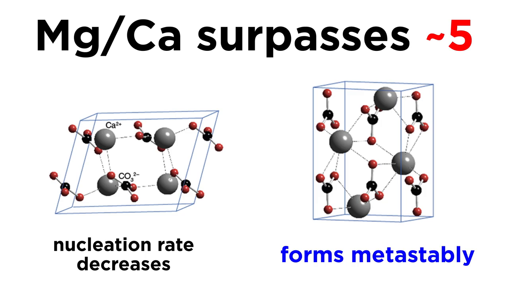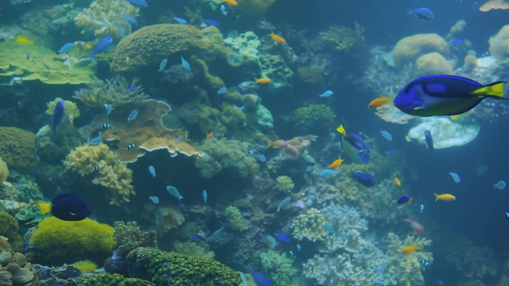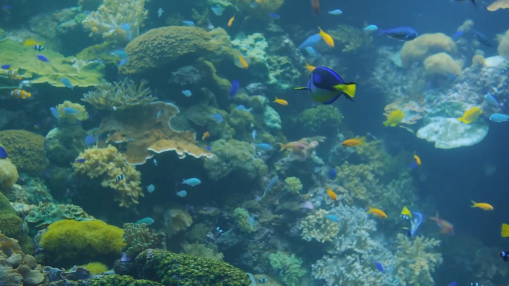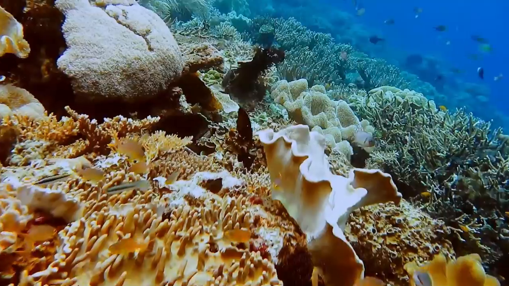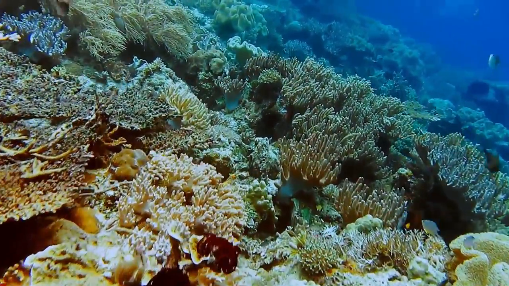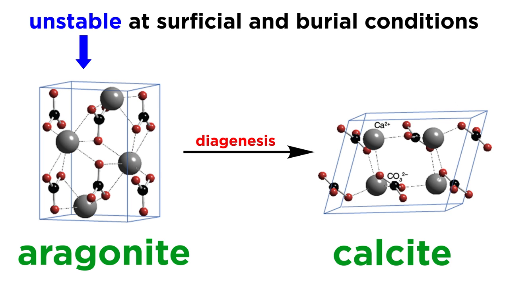This has important implications. For example, some marine taxa build tissues from aragonite, others calcite, and as Earth's oceans fluctuate between calcite and aragonite seas, it exerts a selective pressure on organisms. Times of aragonite seas favor organisms that build tissues from aragonite. Calcite seas favor organisms that build tissues from calcite. Additionally, aragonite is unstable both at surficial and burial conditions, and readily recrystallizes to calcite during diagenesis. So, sediment that was initially deposited as aragonite almost always displays replacement textures.